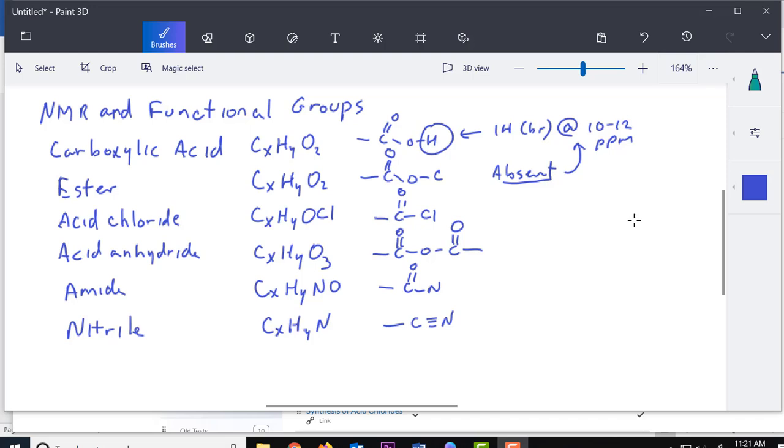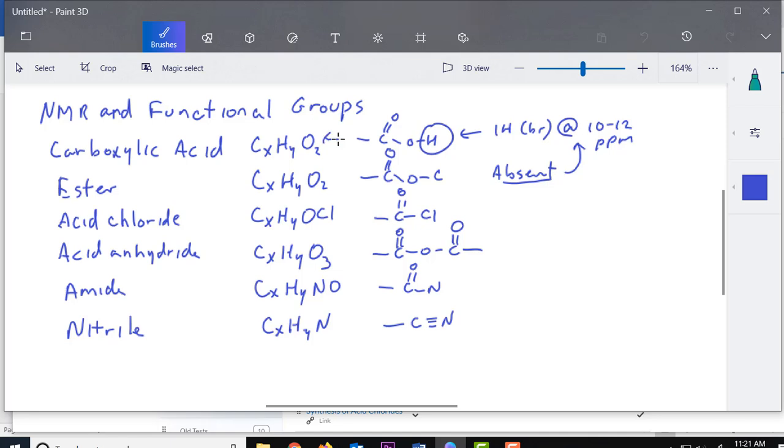So looking at these kinds of formulas, let's say you've got O2 as part of your formula here and no nitrogens. It could either be a carboxylic acid or an ester, but what will characterize a carboxylic acid over an ester is that the carboxylic acid will have an H, and that will be an obvious peak present, 1H broad at about 10 to 12 ppm. In the ester, of course, we have a C connected to the O, so that grouping would be absent.